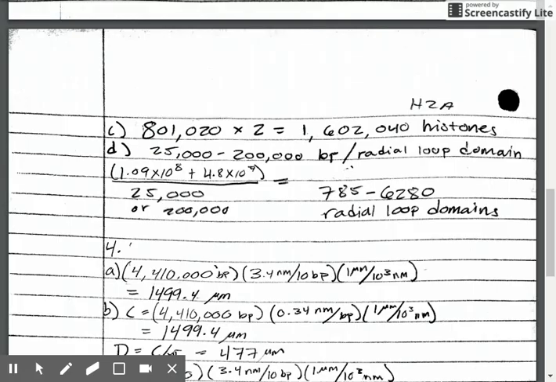For part C, we're asked how many H2A molecules would you expect to find within this translocation chromosome? So there's 8 subunit proteins, or there's 4, there's 2 of each, which comes out to 8, so there's going to be 2 H2A molecules per nucleosome. So I just times our previous answer by 2 to get this answer right here, 1,602,040 H2A histones.